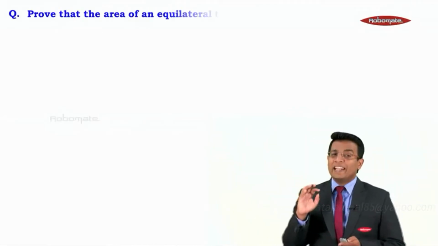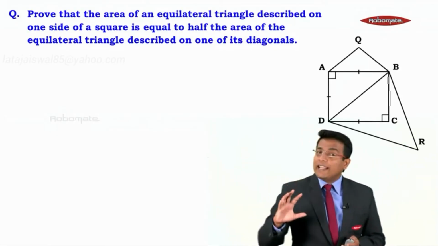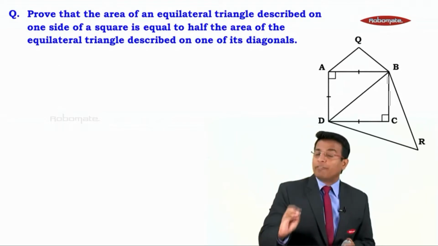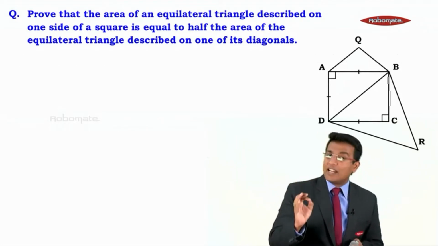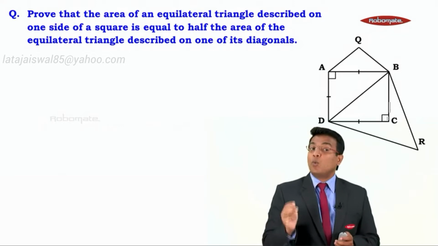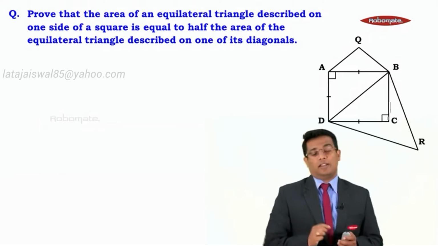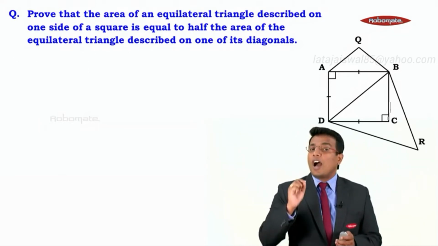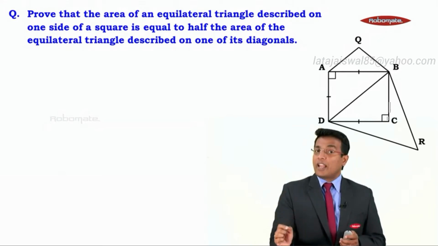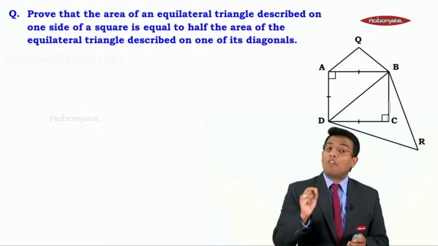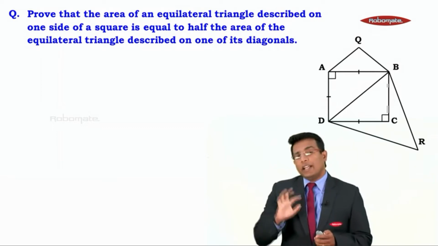Very important sum. Let's see the sum first. It says that in this particular figure, we have to prove that the area of an equilateral triangle described on one side of a square is equal to half the area of the equilateral triangle described on one of its diagonals, right? Let's understand this.